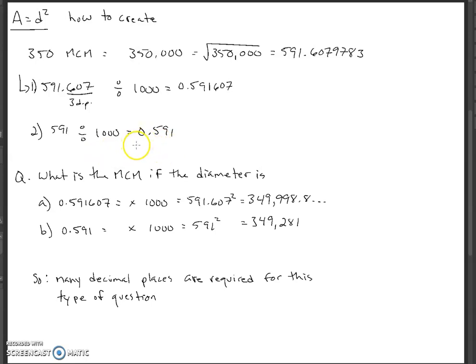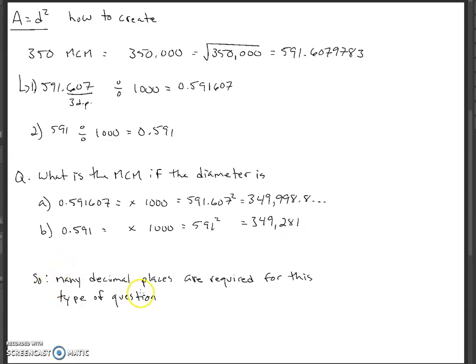So if I just took these values and asked, what is the MCM if the diameter is 0. And I just take it to 3 decimal places times 1,000, that gives us this in mils. And then when we square this, we don't quite end up with 350 MCM. And then if we take even fewer decimal points, times it by 1,000 to get into mils here, we square the mils, and it gets us even further away from 350 MCM.